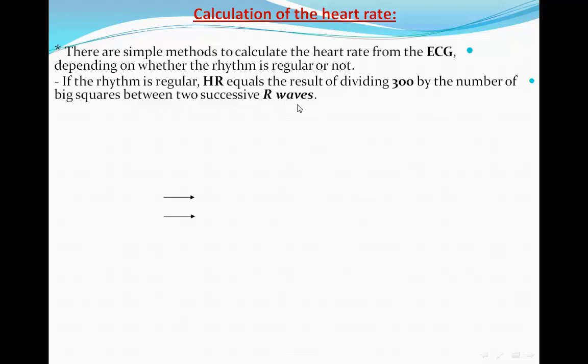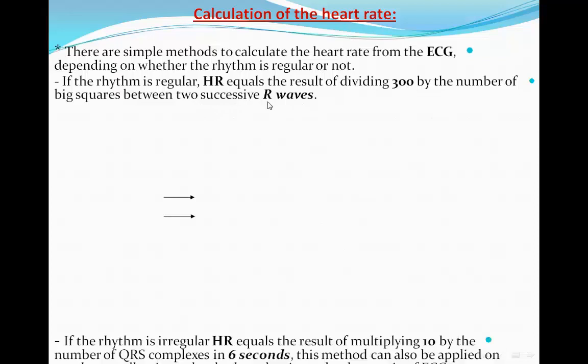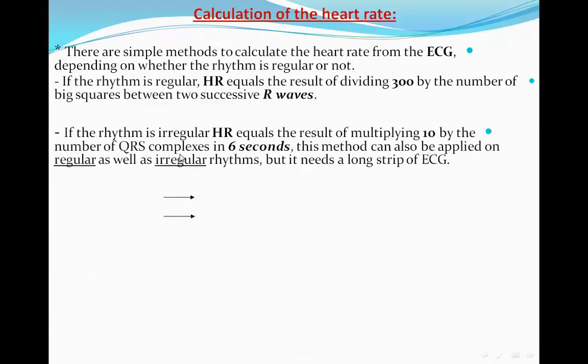So if the ECG is showing regular rhythm, we can calculate the heart rate by dividing 300 by the number of big squares between two successive R waves. But if the rhythm is irregular, like in atrial fibrillation for example, we will not be able to use the two successive R's as a fixed interval because it will be different. It will not be equal throughout the ECG.